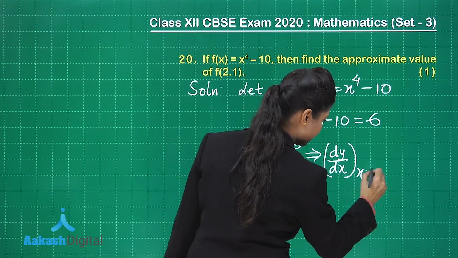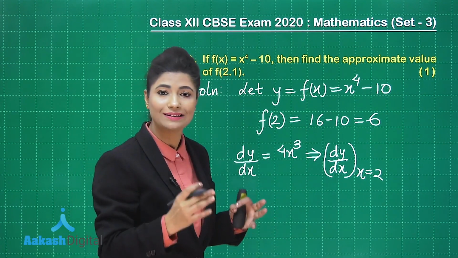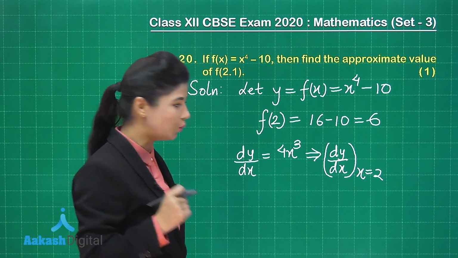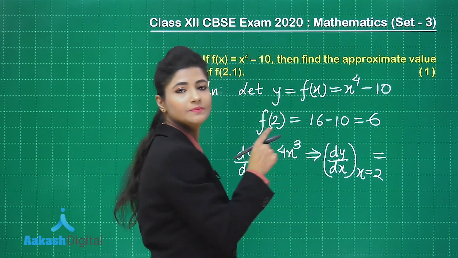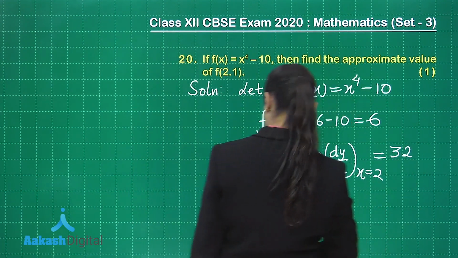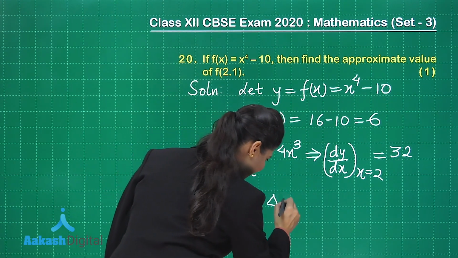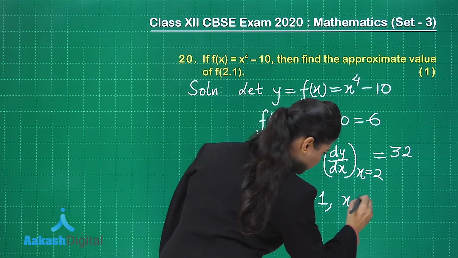Why am I considering x equal to 2? Because here we need the value of f of 2.1, that is x plus delta x, where x is 2 and delta x is 0.1. So this gives me the value 4 into 2 cube, that is 8. 4 into 8, 32. So dy by dx is obtained here, and let's consider here that delta x in this case is equal to 0.1 and x is equal to 2.